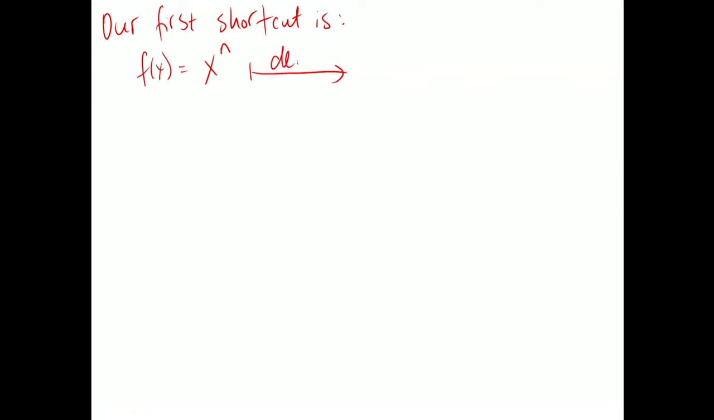I'll just try to make this a little more grand for you here, right? So our first rule, our first shortcut, is for f of x equals x to some power, the derivative, which I'll always try to do as a sort of arrow like that, is the exponent times x, and then subtract 1 from the exponent. Okay, so that's our first shortcut.